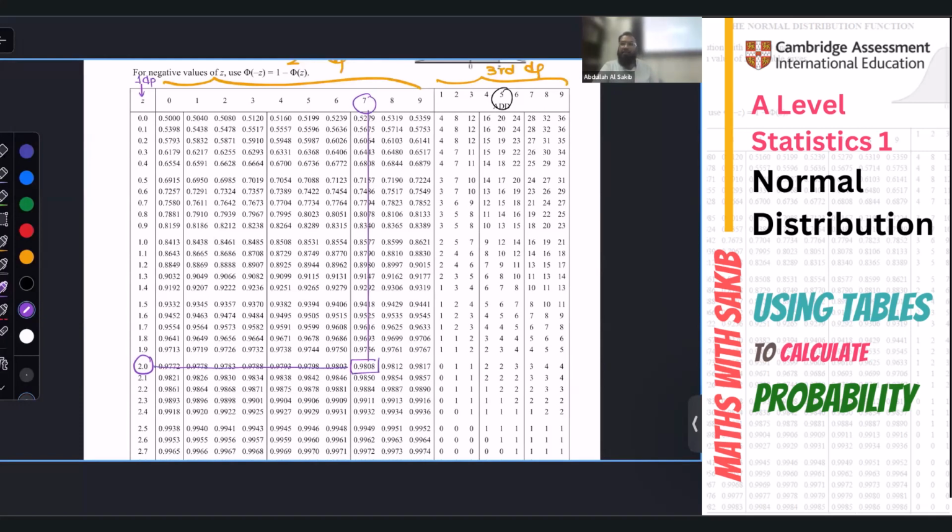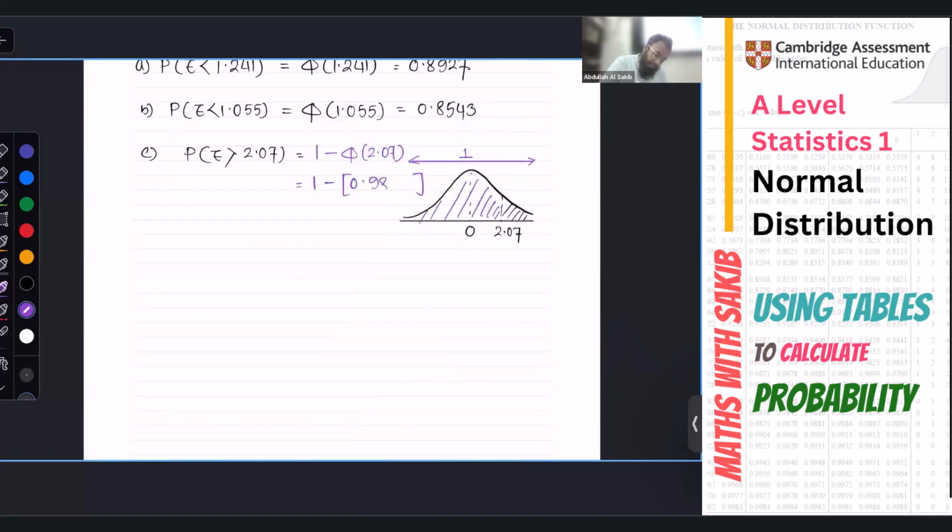Zero 0.9808. So 1 minus 0.9808, so 0.0192.